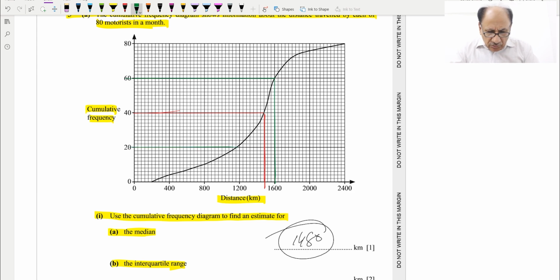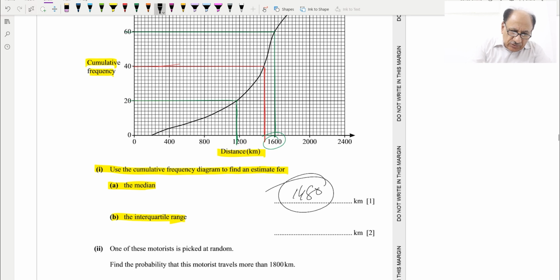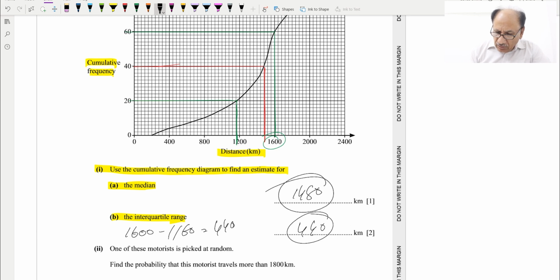So from here we can take up to this one, which is 1600 minus this will be 1160. So we can write 1600 minus 1160, and this will be 440 basically. So we can write 440 as our answer, which is 2 marks.